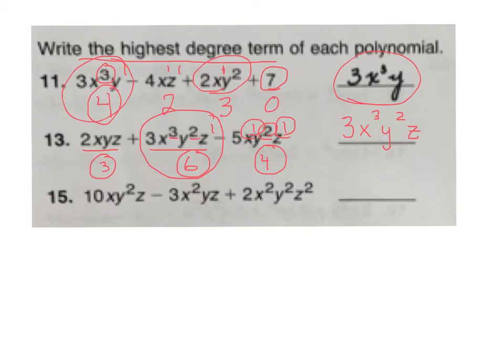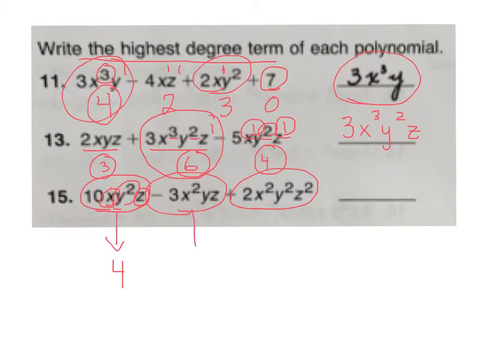Okay, so as we evaluate this, we look and we know we have 1, 2, 3 terms, don't we? How many terms do we have? 3. And what's the degree of our first term? 4. Very good. The reason it's 4 is because this x is to the first, the y is to the second, and the z is to the first. So 1 plus 2 plus 1 is 4.